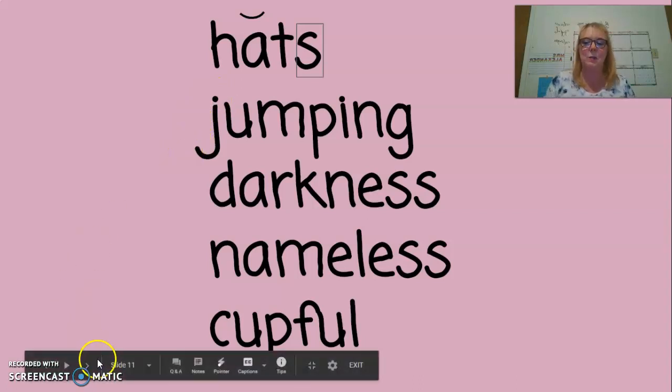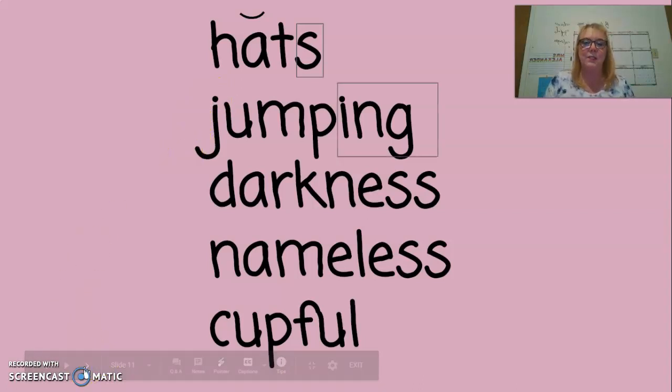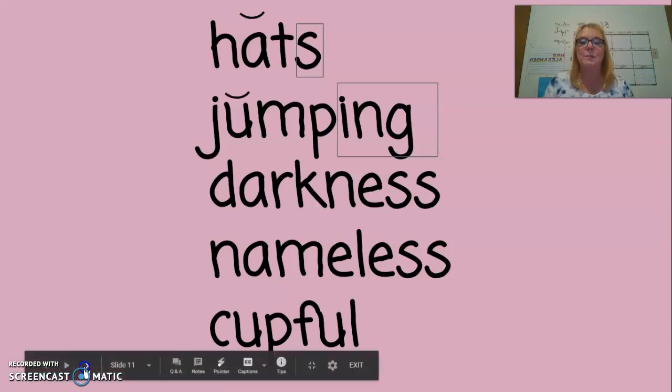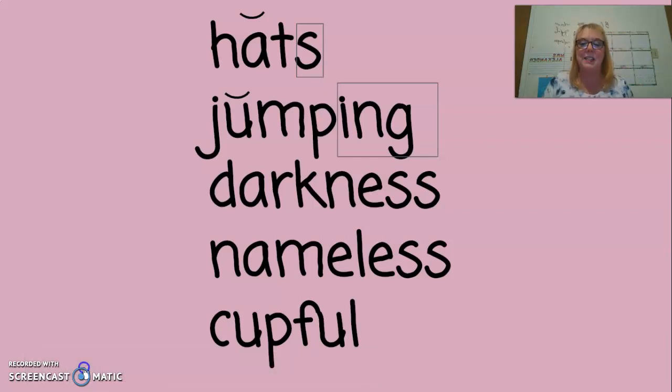Let's look at the next word. The suffix is ING. What kind of a syllable is that word? That's right, it's also closed. We're going to mark it with a breve. So let's read it. Now let's read it together. Jumping. Good job.